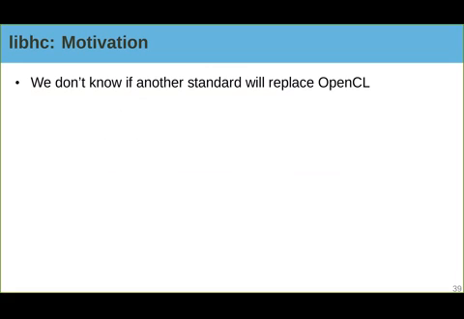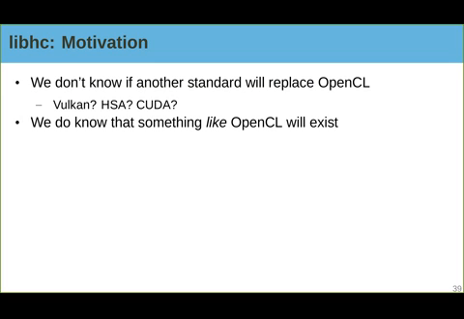libhc is a different component, and it's a little bit of a confusing component to explain. I'm going to explain it very quickly. libhc is an API for what heterogeneous computing is all about. We don't know if another standard will replace OpenCL. But what we do know is that something like OpenCL will always exist. And we can use this knowledge to try to abstract what heterogeneous computing is from the particular standard.